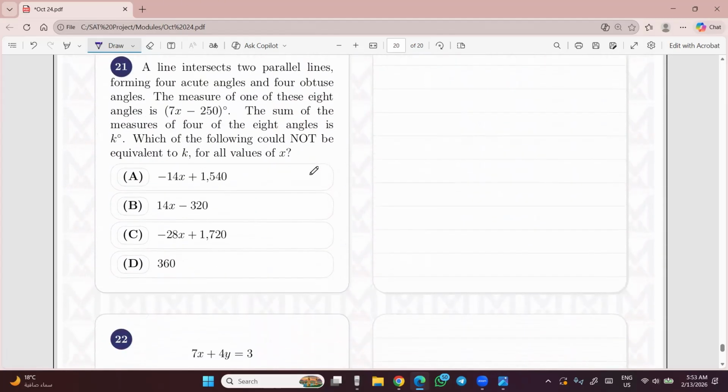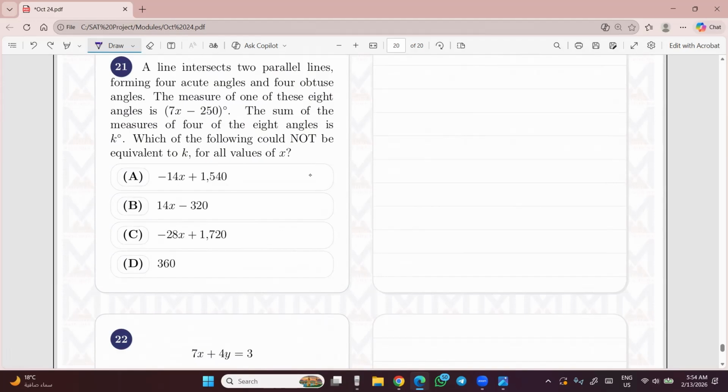Question 21, a line intersects two parallel lines, forming 4 acute angles and 4 obtuse angles. The measure of one of these 8 angles, not mentioned as acute or obtuse, is 7x minus 250 degrees. And the sum of the measures of 4 of the 8 angles is k. Also here, any 4, it did not mention acute or obtuse. Which of the following could not be equivalent to k for all values of x? Look at this, for all values of x, so you are free to use any number instead of x. But make your number reasonable.